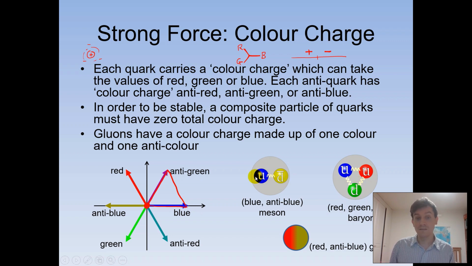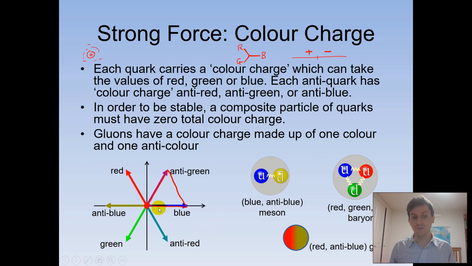Okay, so mesons, because they're made of just 1 quark and 1 antiquark, and the antiquark has this anti-color charge, they must always be of 1 color and its anti-color. So in this example, this is a pi plus meson, which is made up of 1 up quark and 1 anti-down quark. In this case, the up quark is blue, and the anti-down quark is anti-blue. So if you add those 2 up, you go here and then back to 0. So again, it's color charge neutral. Okay, so that's all about the strong force and the color charge.